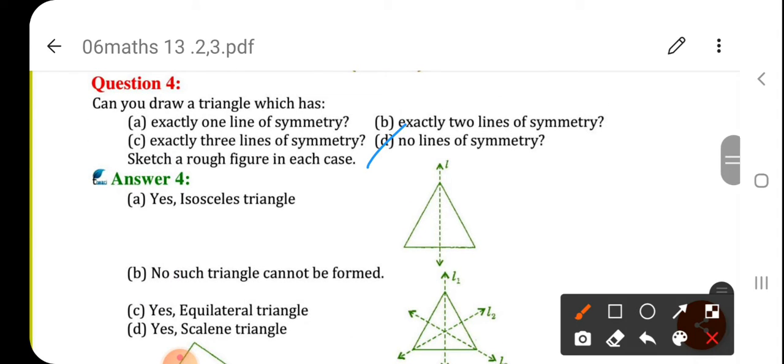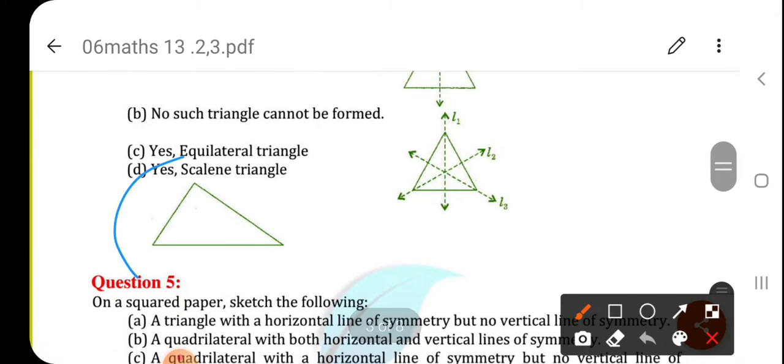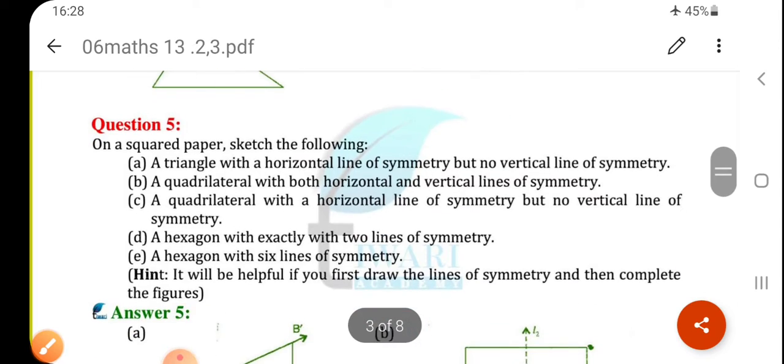Last one, no lines of symmetry. That is a scalene triangle. All three sides are different. It is a scalene triangle.